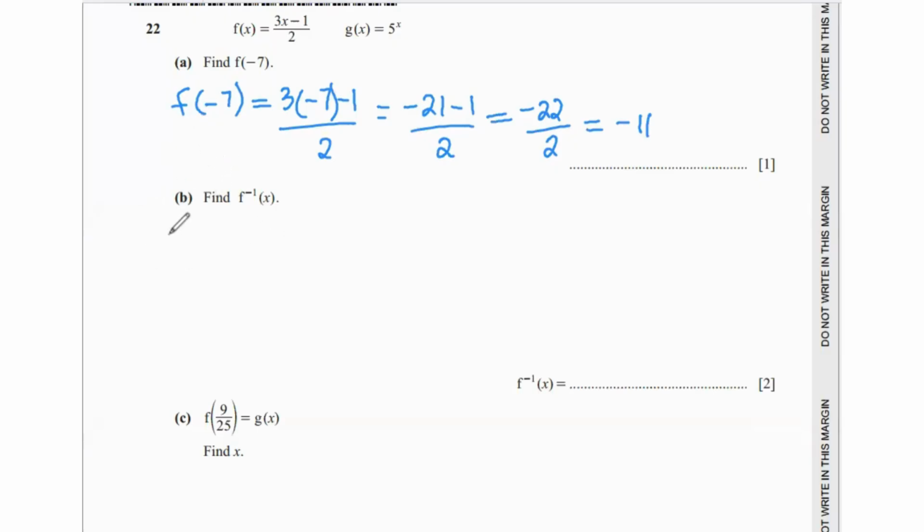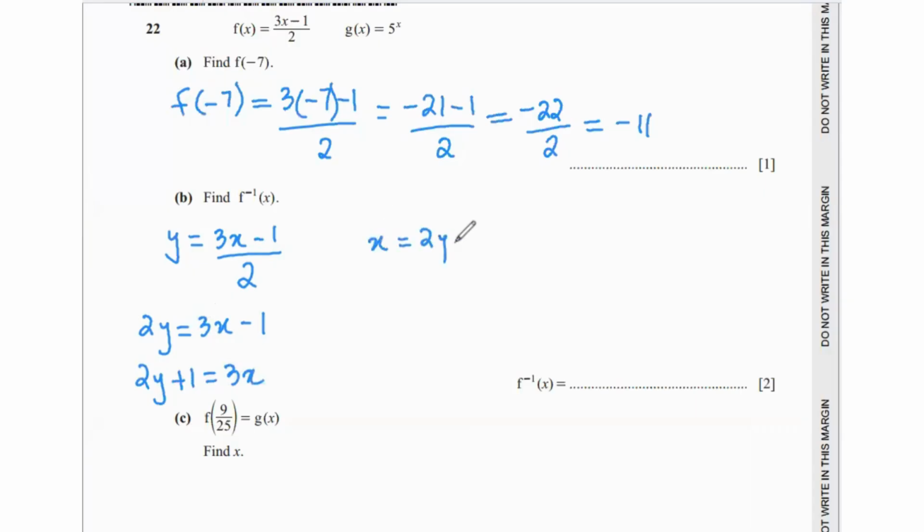Then it's asking us to find the inverse of f of x. So for that, first replace f of x with y. So y equals 3x minus 1 over 2. Then cross multiply. 2y equals 3x minus 1. Now our goal is to make x the subject of this equation. So it would be 2y plus 1 equals 3x, and x would equal 2y plus 1 over 3. Last step is to replace x by f inverse x and y with x. So this is our inverse function.